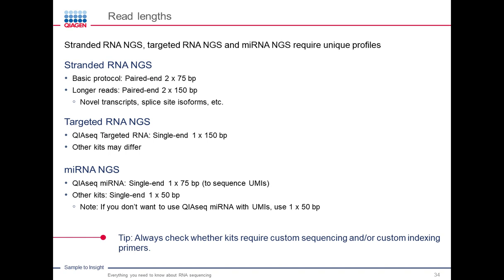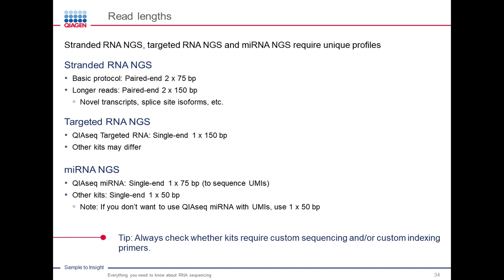So for stranded RNA-seq, the basic protocol is a paired end 2x75, and you can perform a 2x150 if you're looking for novel transcripts, splice site variants, splice site isoforms, etc. For targeted RNA NGS, a single 1x150 is required. And just as a note, other kits may be different.